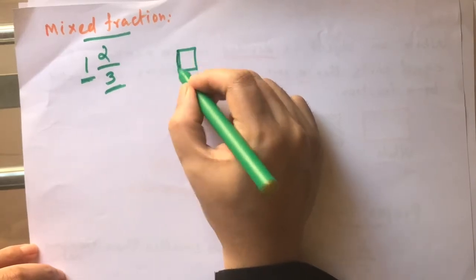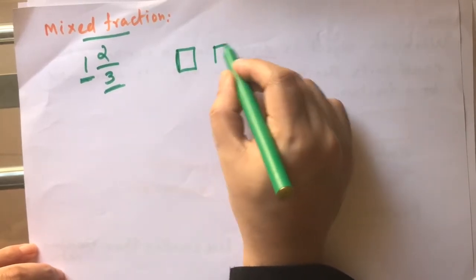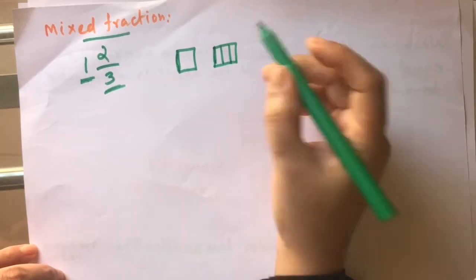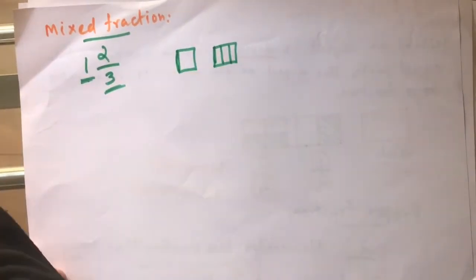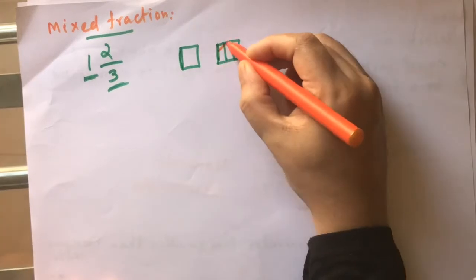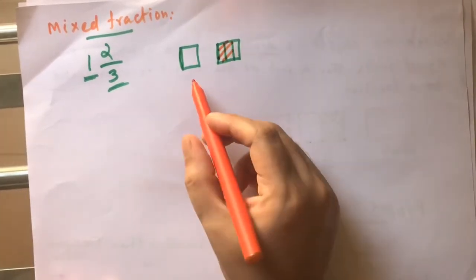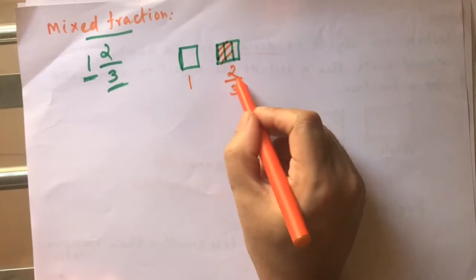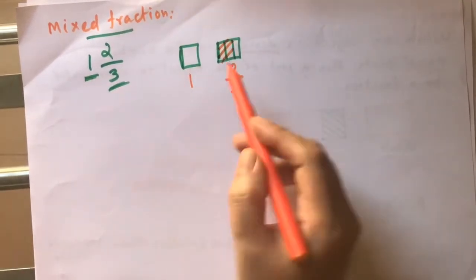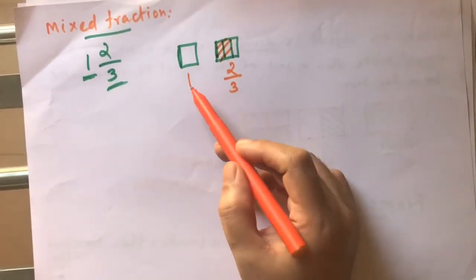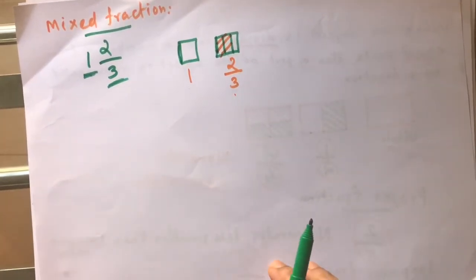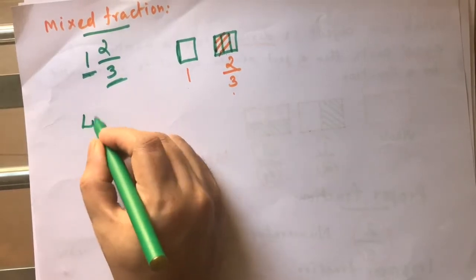Here 1 is a whole, and here the same thing I have divided into 3. See now, here 1 is a whole, and here from 3 I have shaded 2. We can represent this mixed fraction the same way as 1 and 2 by 3. I hope you understand.